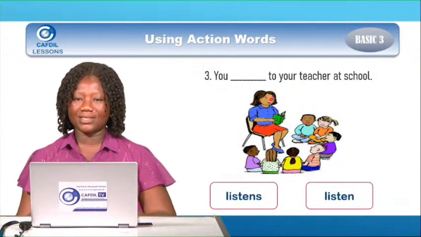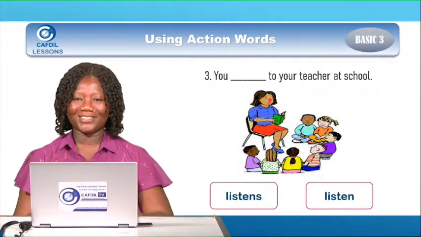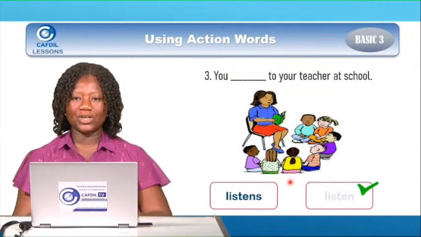You saw this, didn't you? Good. So choose one of the words to describe the action that is happening. Which one did you choose? Let's see. Good job. If you chose listen, then you are correct. So your sentence will read, you listen to your teacher at school. You listen to your teacher at school.